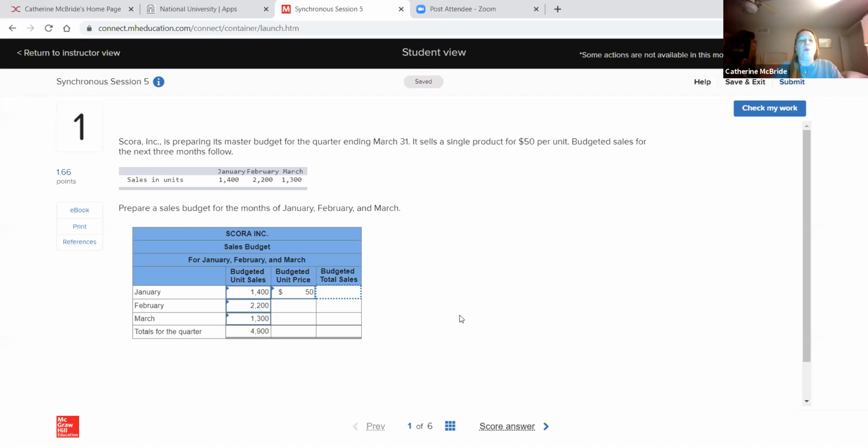And if you're wondering, what do we do if we have multiple products? If we have multiple products, then you have multiple lines of items that you could sell.